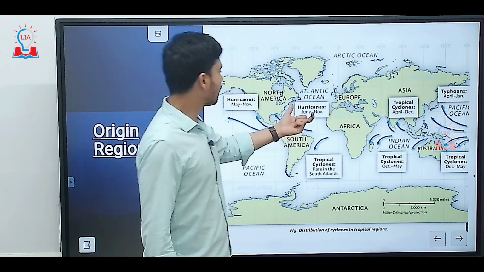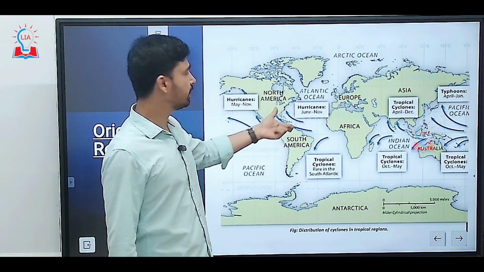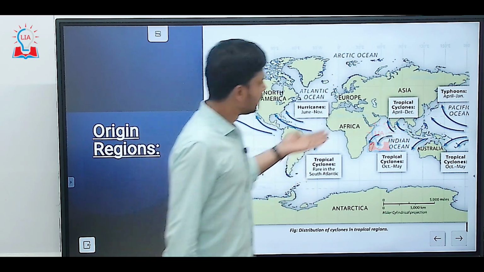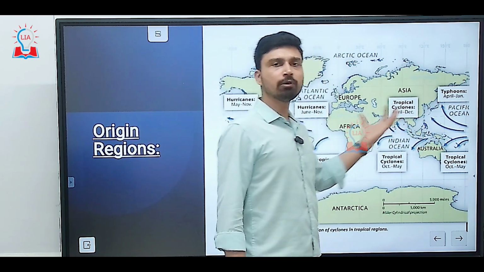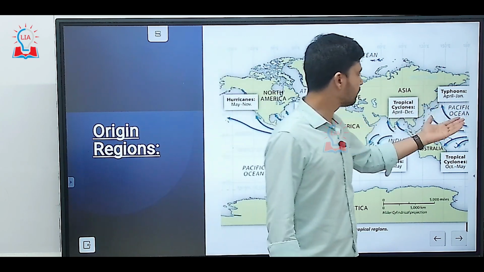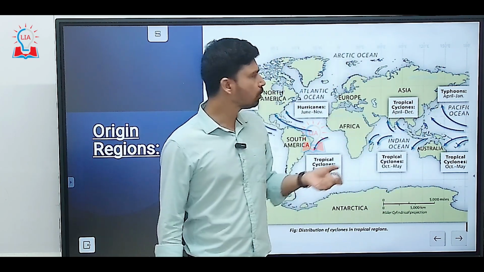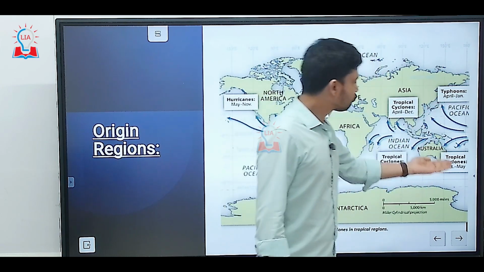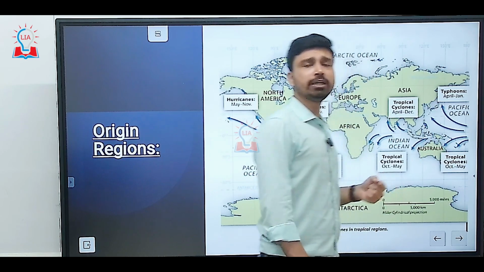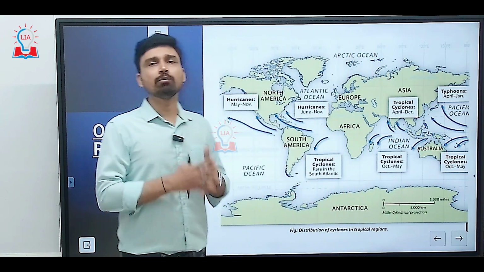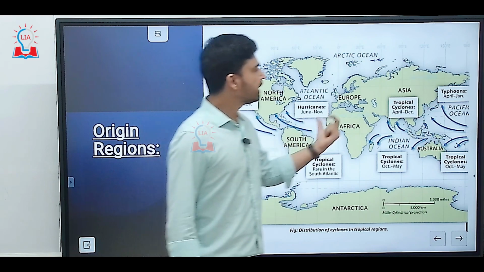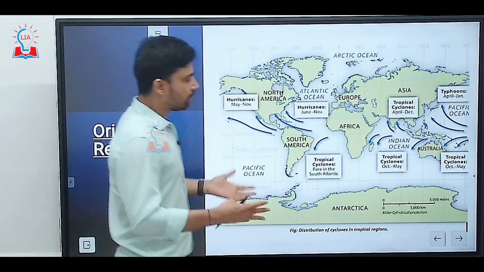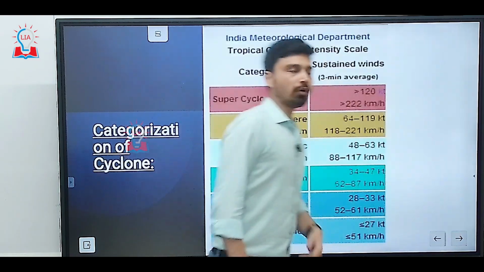So the major regions are in the North Atlantic Ocean along the coast of North America, where we have hurricanes. Then we have South America, again in the tropical region. Then we have the Indian Ocean, where it is known by the name of tropical cyclones. Then we have the Pacific Ocean, especially the Western Pacific Ocean along the coastline of Japan and China, where it is referred to as typhoons. And in Australia, also we have a cyclonic region where locally it is known by the name of Willy Willy. So Willy Willy, hurricanes, tropical cyclones, typhoon, all these are basically names of the tropical cyclone, but presented differently in different regions of the world.